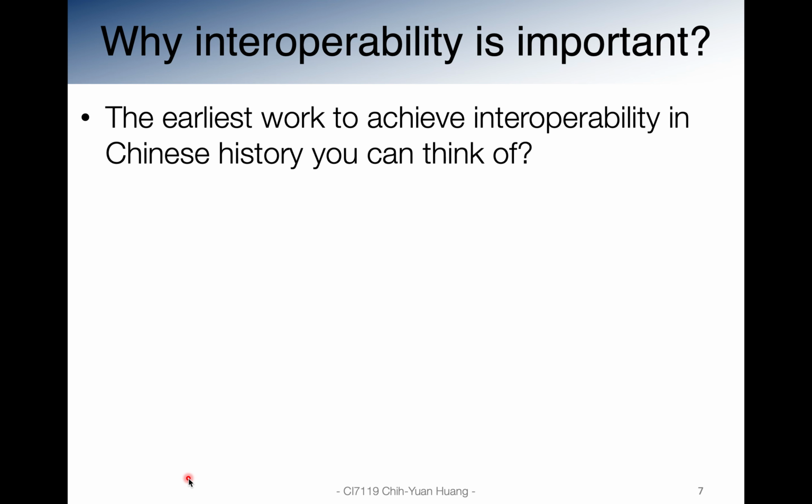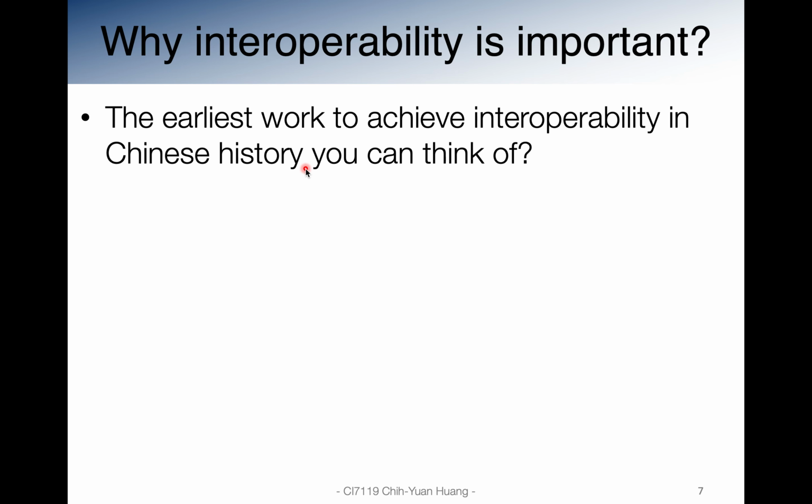To discuss this question, let me ask you another question, which is: what is the earliest work that you can think of that helped to achieve interoperability in Chinese history? Is there any activity or any work that has been done to achieve interoperability in Chinese history? Okay, you can pause the video here if you want to think about what exactly is the earliest work that you can think of.